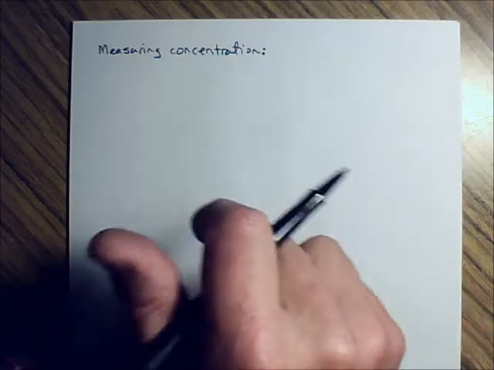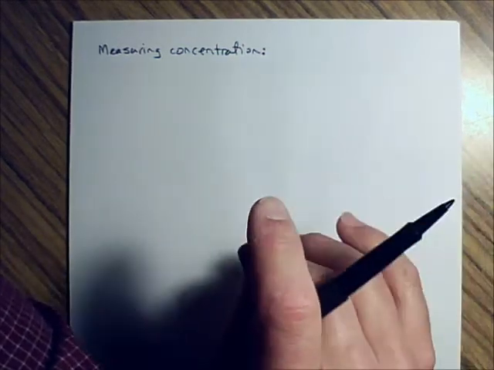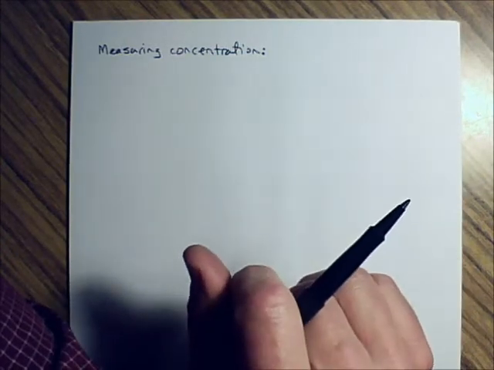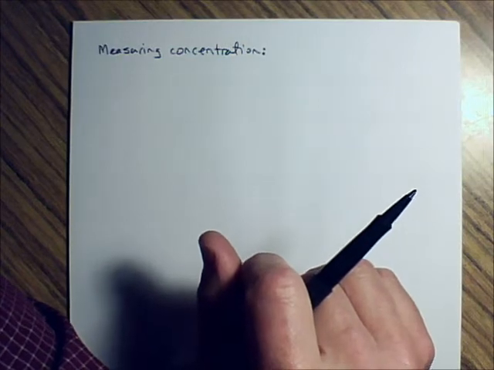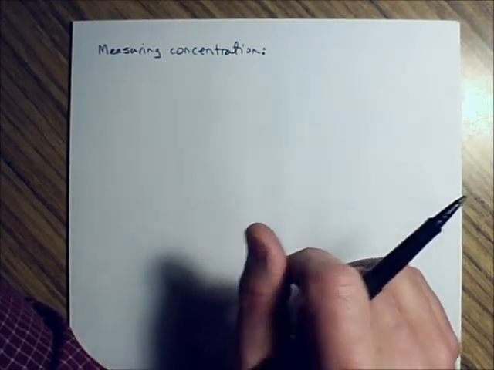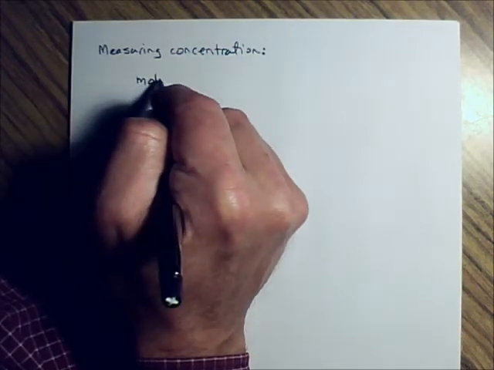Quiet, please. All right. So in this unit, first of all, let me say this: there are lots of ways of measuring concentration. But in this unit, you're only going to be expected to know of three and do calculations with three of them. Okay? And the first of those three is called molality.